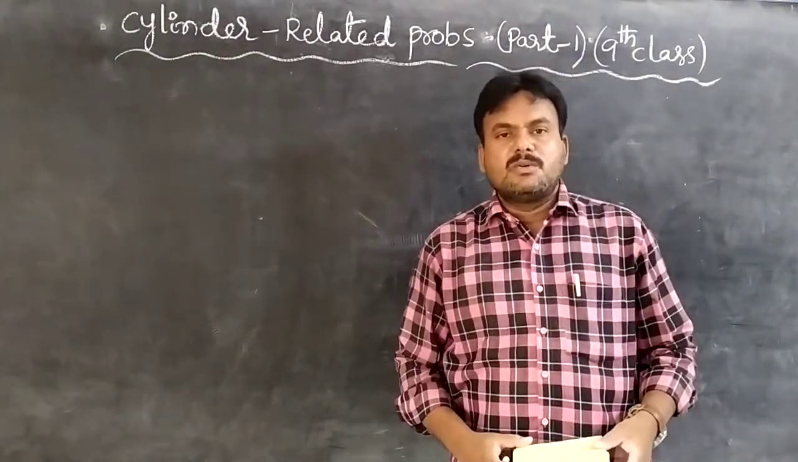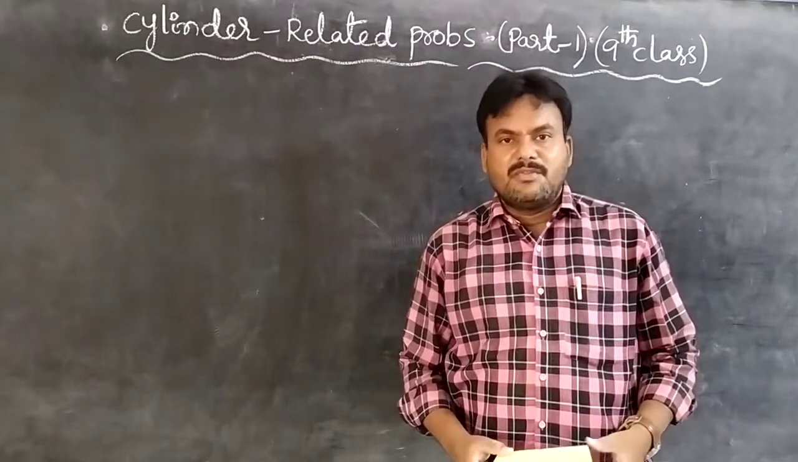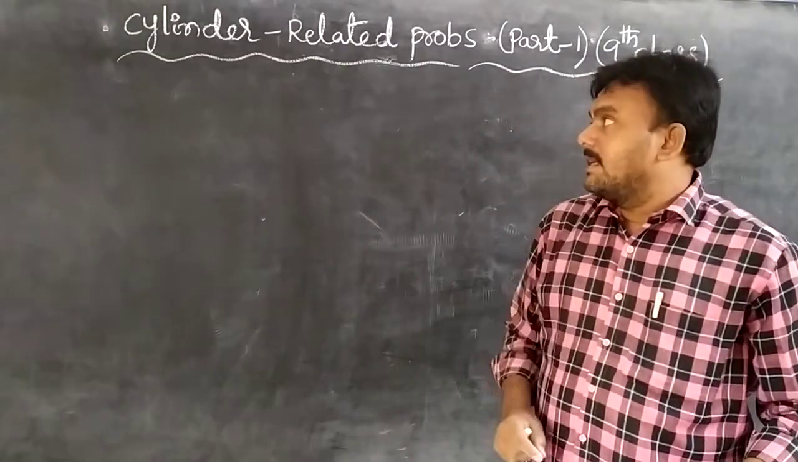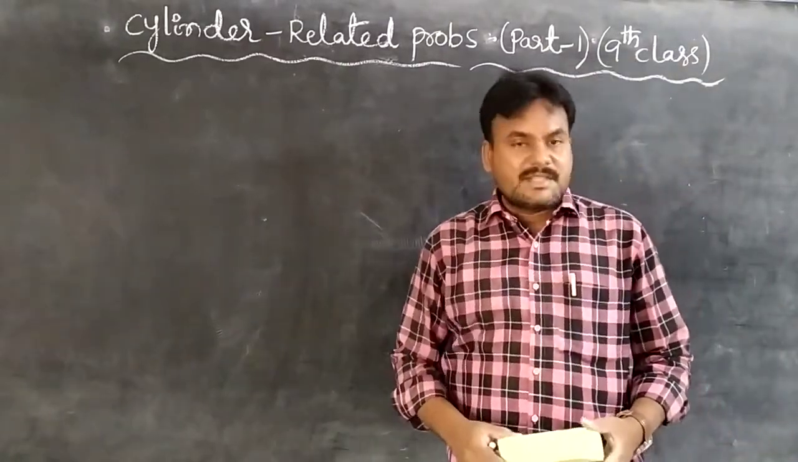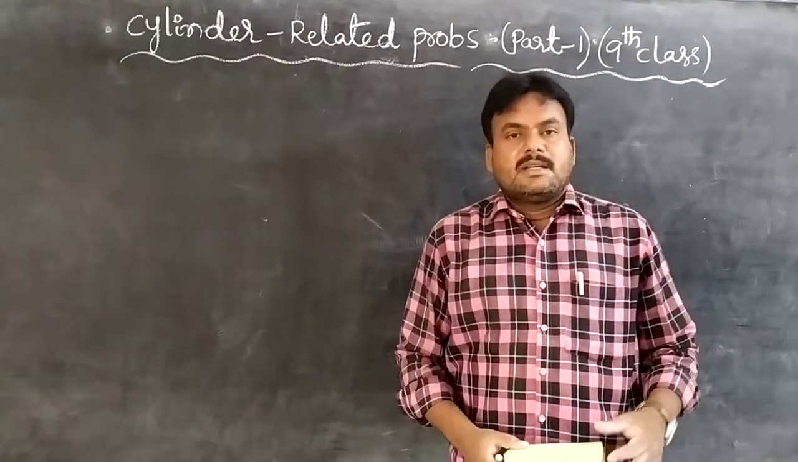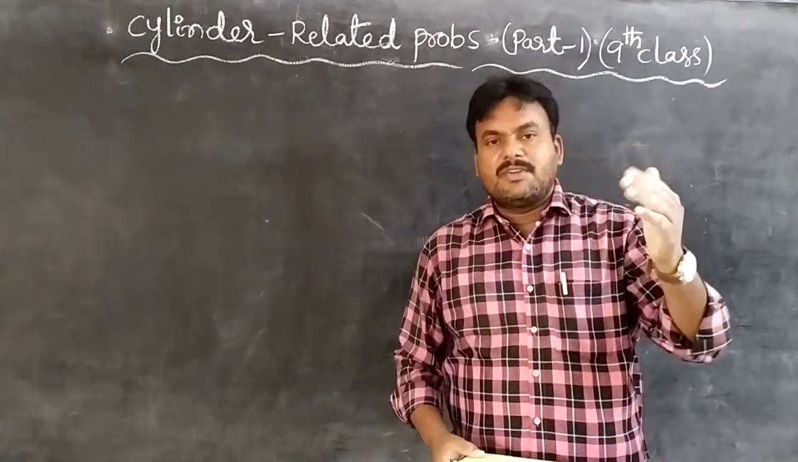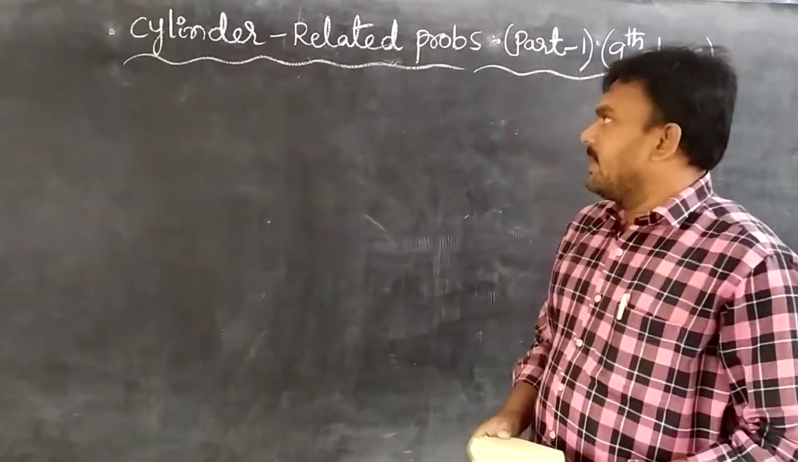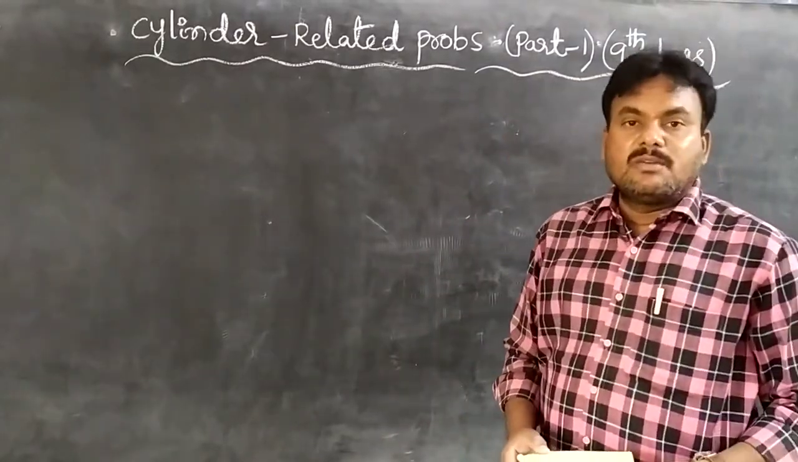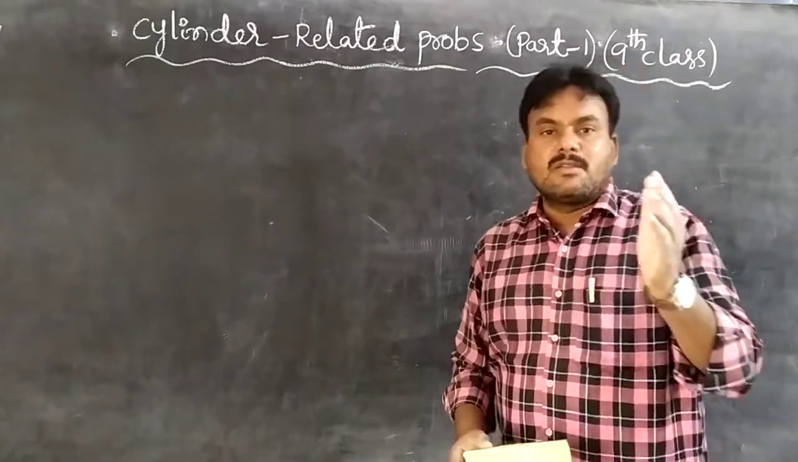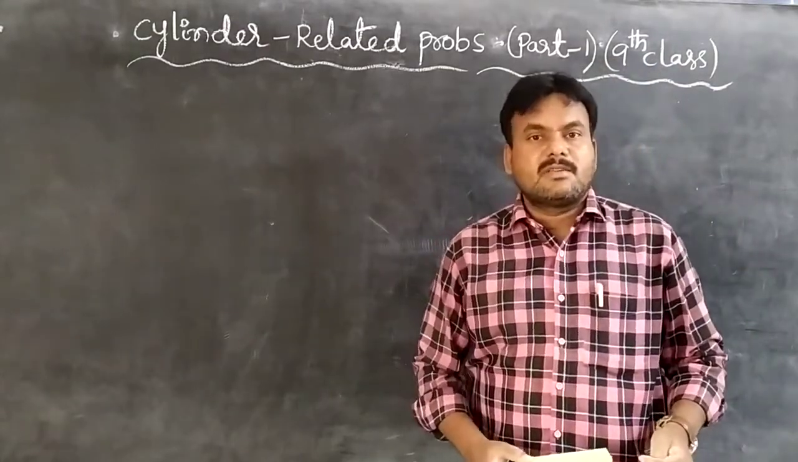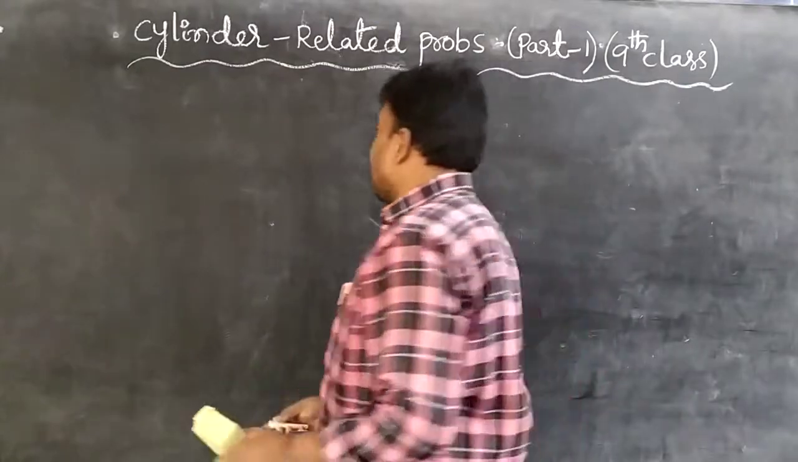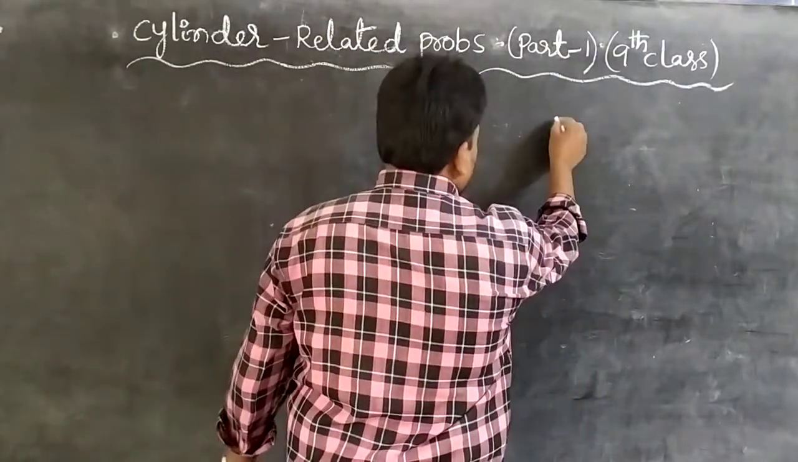Today we discuss one of the important solid figures, that is a cylinder. We discuss the definition of a cylinder and the cross section of a cylinder, along with some related problems. Students, what is a cylinder and what is a right circular cylinder? I also draw a diagram, so observe carefully here.